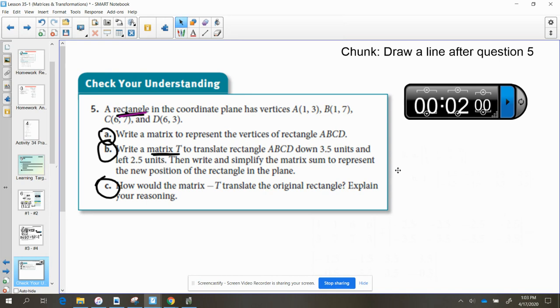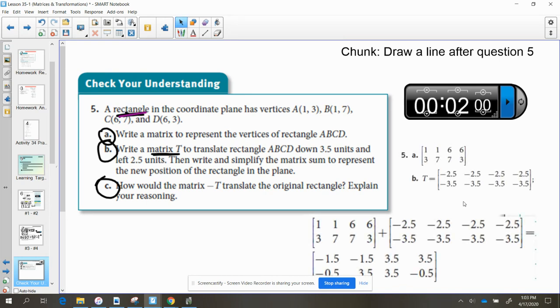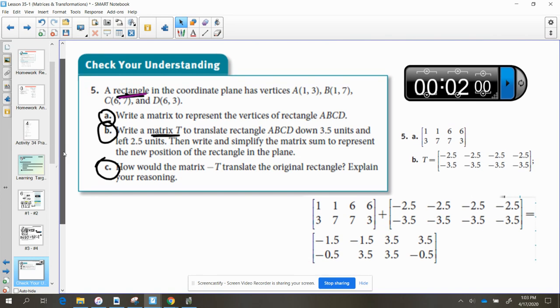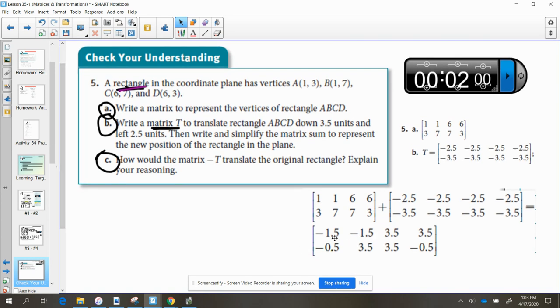Well, to check your answers for part A and B, our original matrix represented as a column matrix using A, B, C, and D is this part here. And then we had to take matrix T and add it to our original matrix to show that transformation to the left 2.5 units and down 3.5 units. Remember, A are our horizontal components, the second row is going to be our vertical components, and we get our final answer then of where this thing moved.